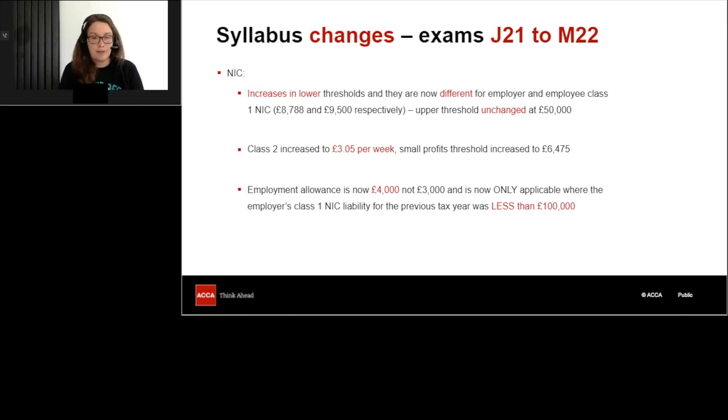Because now we've got this difference between the lower thresholds, so we've now got 8,788 and 9,500 respectively, you want to be really careful when you're reading the question exactly what you're being asked to work out. Are you being asked to work out employers class 1 NIC or employees class 1 NIC? Because we now have different lower thresholds for those, so you need to pick up on that. Whereas before they were the same, and therefore you didn't need to perhaps be as careful with which one it was.